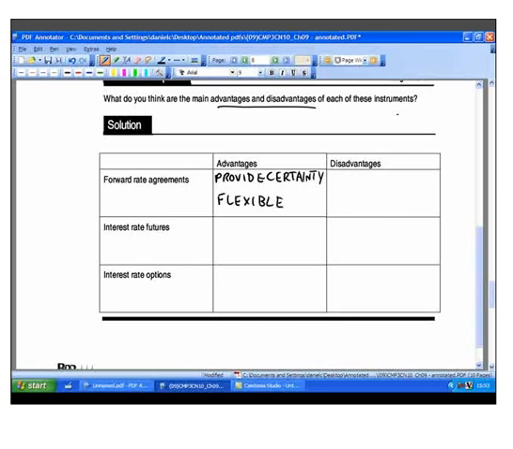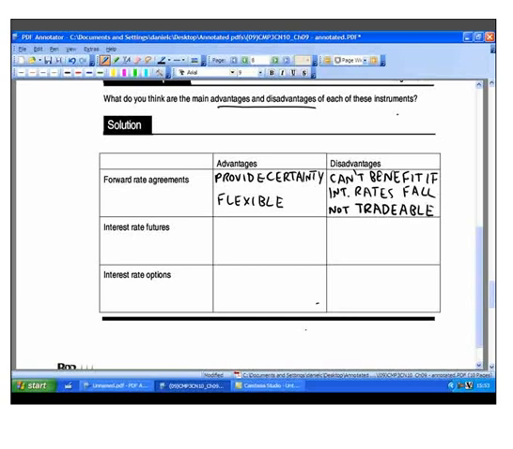Some of the disadvantages, well, it means that you can't benefit if interest rates fall. If interest rates fall, then you still pay the FRA rate. Another disadvantage of forward rate agreements is that they are not tradable, and that means that they're not as flexible as those instruments that are tradable. Once you've taken out the FRA, you are stuck with it.